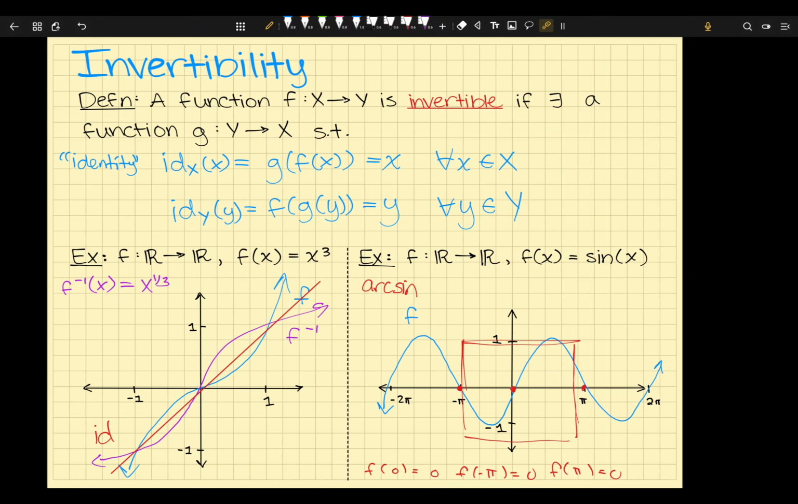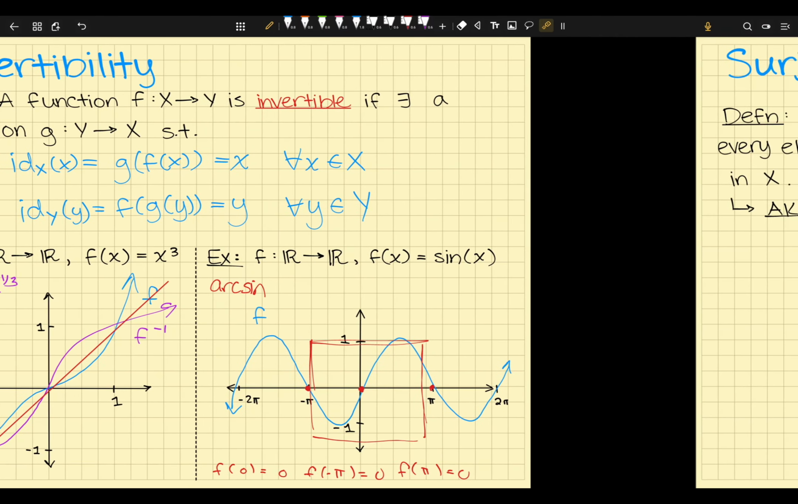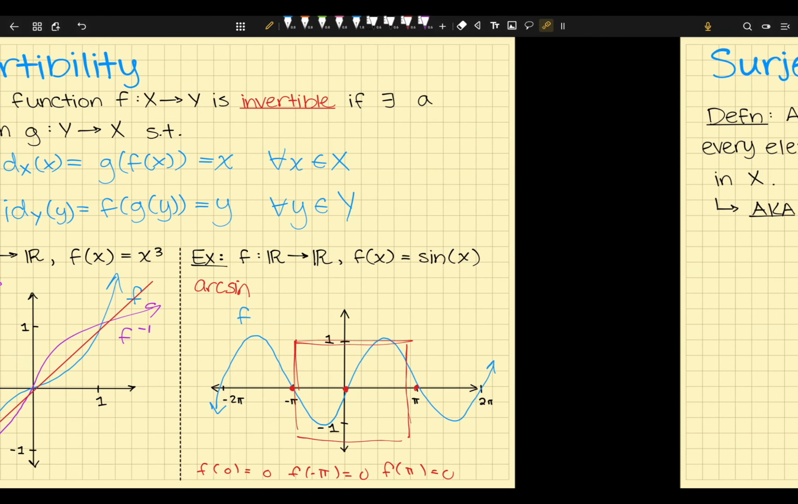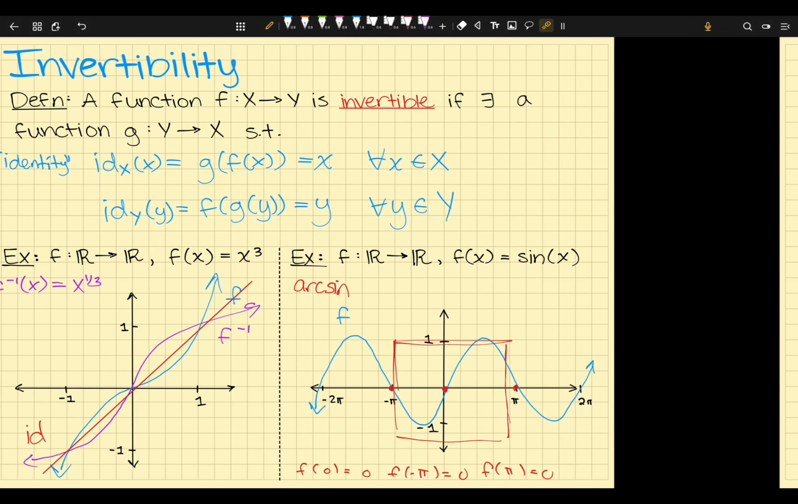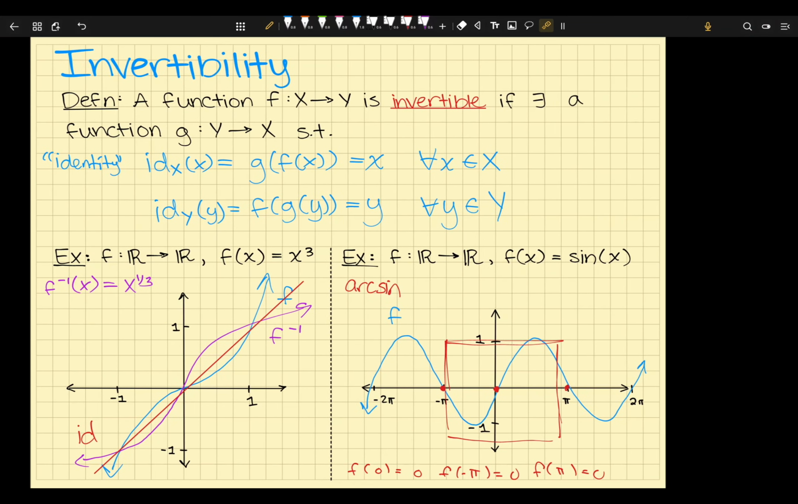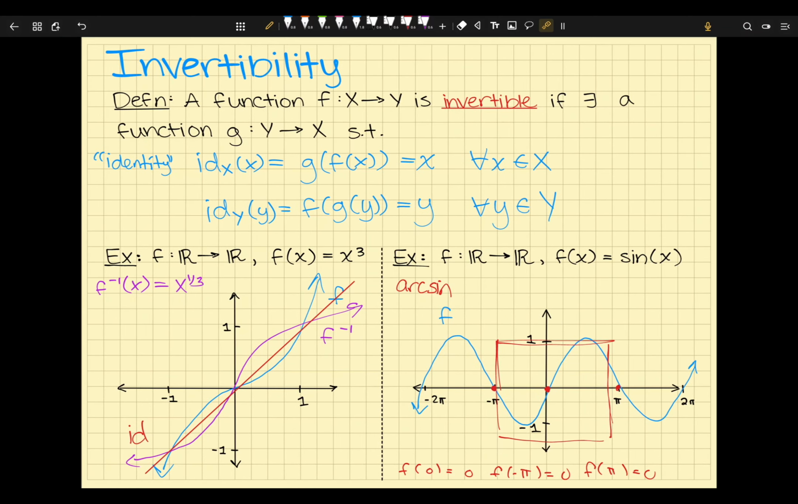Okay. So we know what it means for a function to be invertible. And right now, if we want to know that a function is invertible, we have to literally construct the inverse. Like I only know x cubed is invertible because I know what its inverse is. But otherwise, I don't know. If I didn't have the inverse, I wouldn't know. So that's what we want to do now, find some criteria to know if a function is invertible.